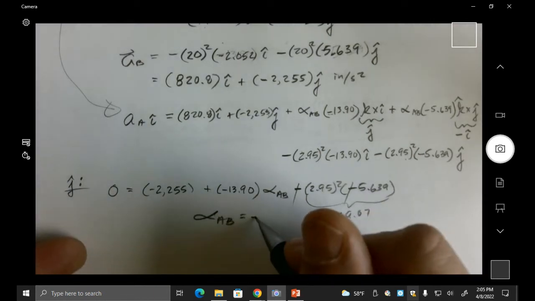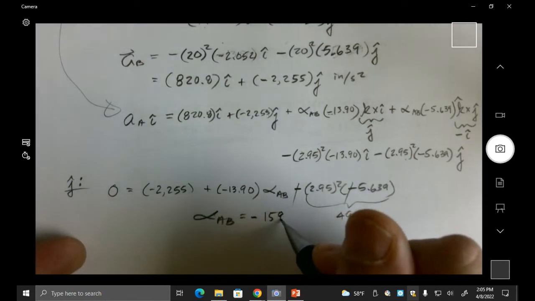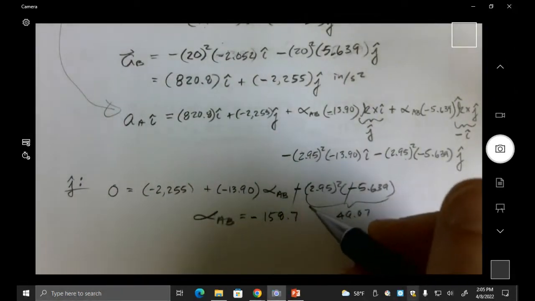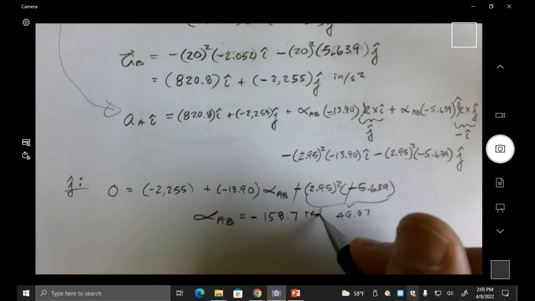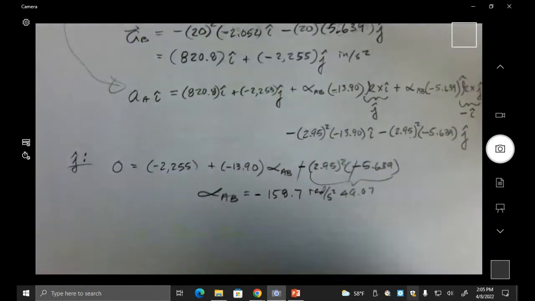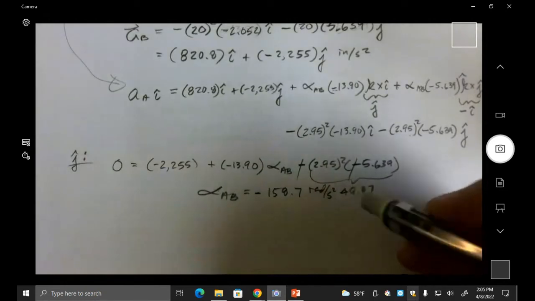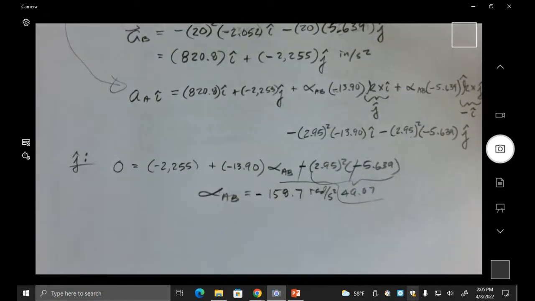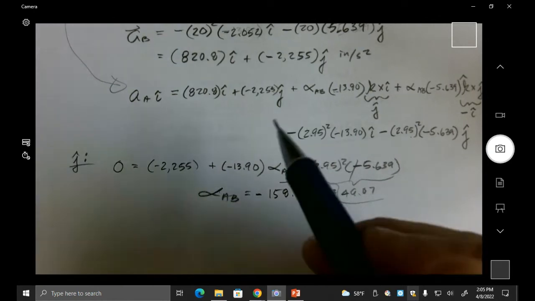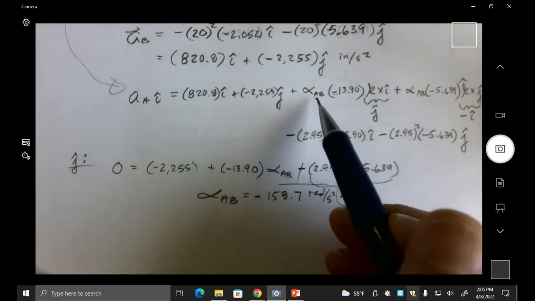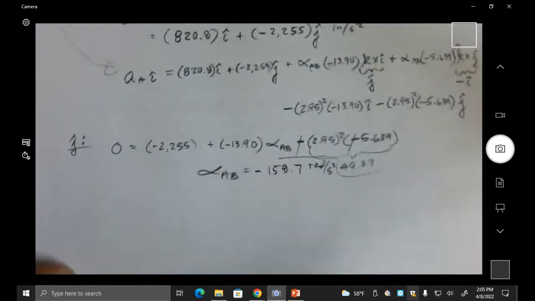And I get a negative 158.7. Is that what I had before? Yay, yes, that tells us that it's clockwise. So we've kind of virtually guessed at it, because when we used a positive value right here, that was essentially us guessing that it was going to be that.